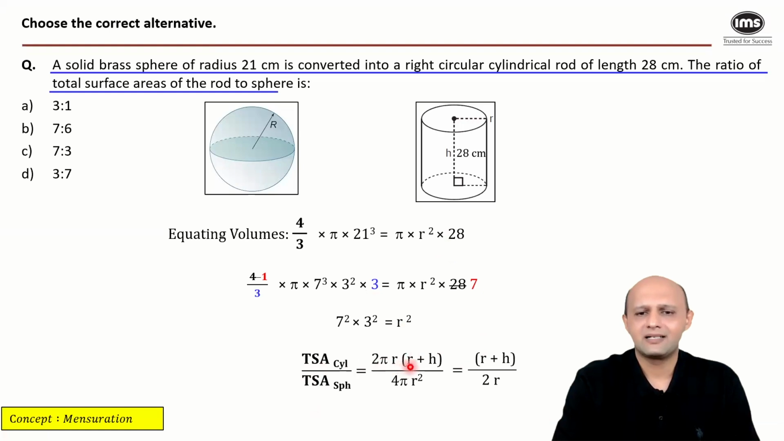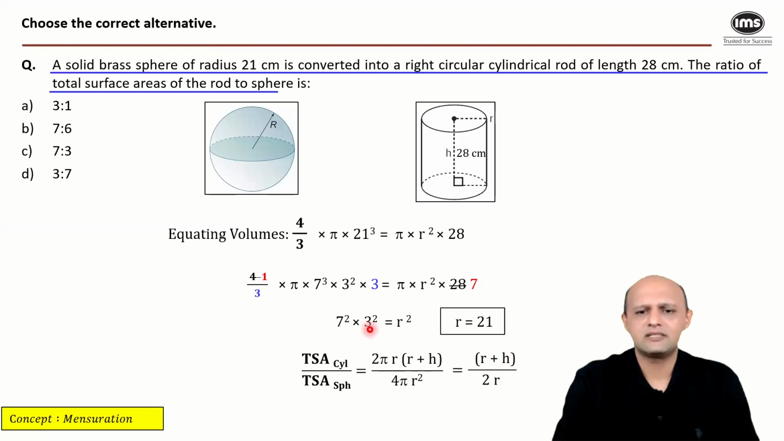It is 2πr², which is the top plus bottom surface, plus 2πrh, which is the curved surface area. Now, 2πr times (r plus h) upon 4πr², which is the total surface area of the sphere, right? Which will cancel out to give you (r plus h) upon 2r.